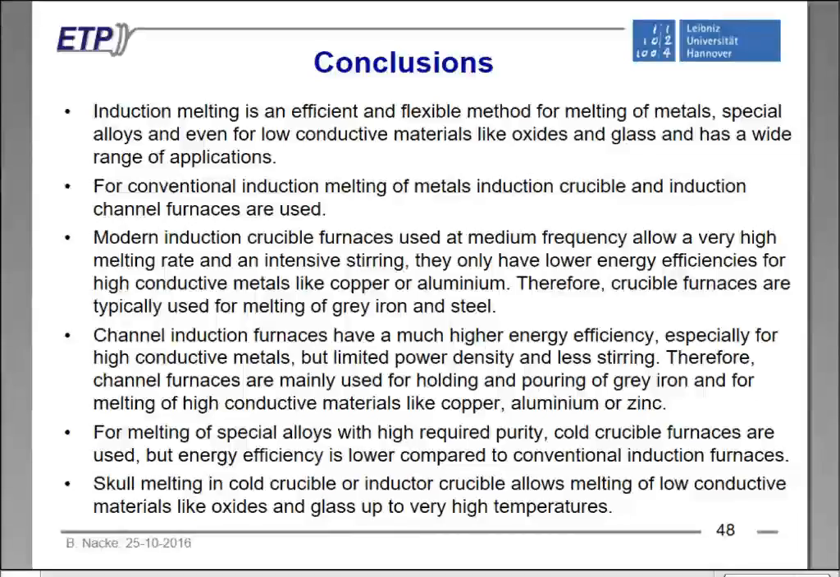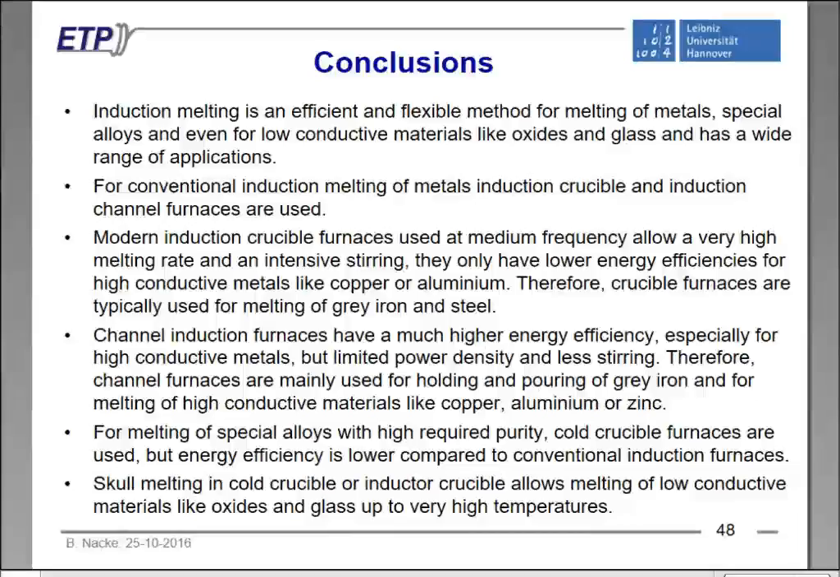Channel induction furnaces have much higher energy efficiency, especially for high conductive metals, but limited power density and less stirring. Therefore, channel furnaces are mainly used for holding and pouring of gray iron, and for melting of high conductive materials like copper, aluminium, or zinc.